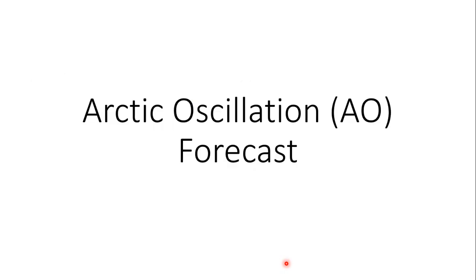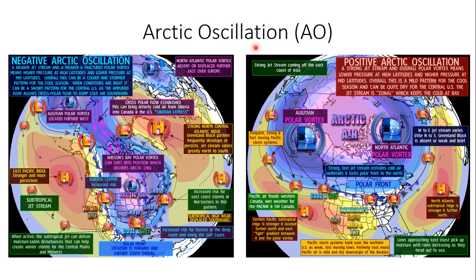So let's get right into the teleconnections forecast for this week. Starting off with the Arctic Oscillation, negative Arctic Oscillation here on the left, positive Arctic Oscillation on the right, showing the various synoptic pressure features and generally where they set up between the negative Arctic Oscillation on the left and the positive Arctic Oscillation on the right.